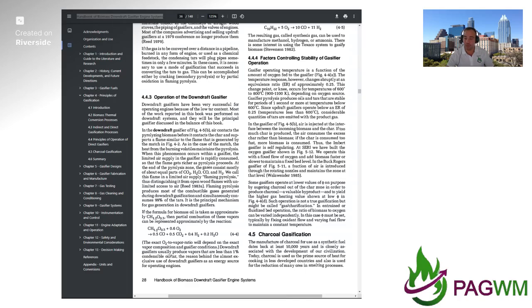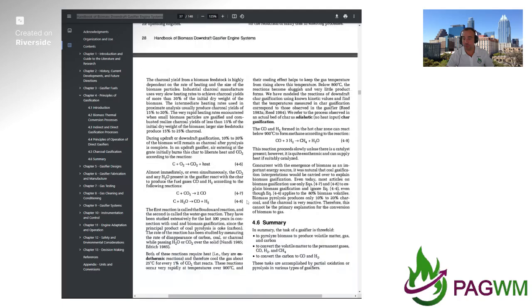Next, charcoal gasification. We'll discuss that. The manufacture of charcoal for use as a synthetic fuel dates back at least 10,000 years and is closely associated with the development of our civilization. Today, charcoal is used as the prime source of heat for cooking in less developed countries and also is used for the reduction of many ores in the smelting process.